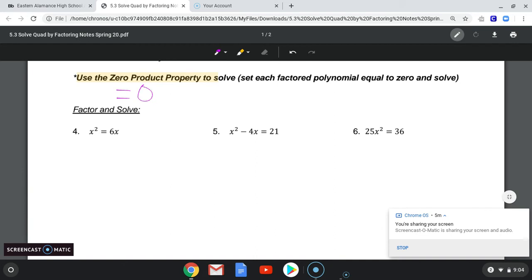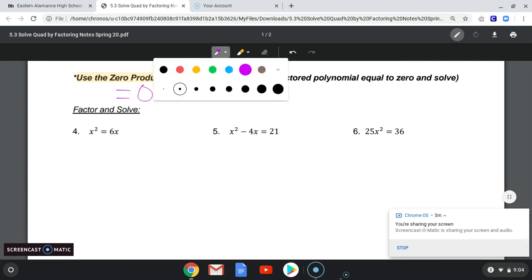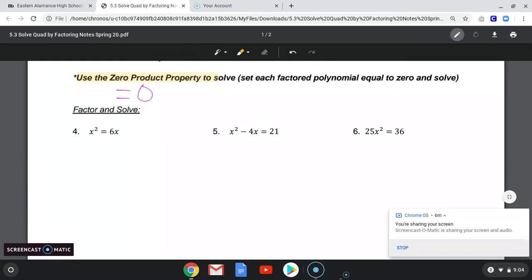So look at number 4, and I apologize. You're like, where did number 3 go? I have no clue where number 3 went when I redid these notes for you. But we're going to focus on number 4 right now. And number 4 says x squared equals 6x. First thing I need to do, I need to move that 6x. When I move it to the left, it turns negative.